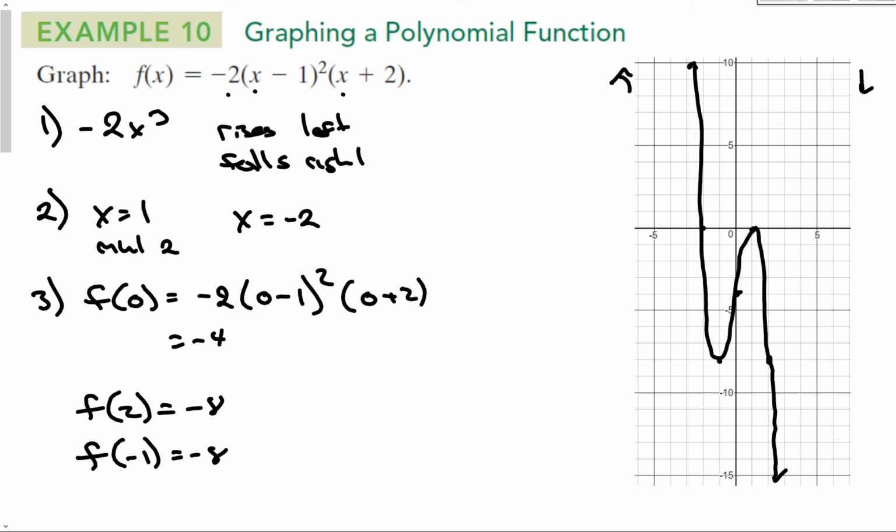Not super pretty, but remember the 5 steps. Step 4 was to determine whether it's even or odd. We have x to the first power there, x squared there, so it is neither. Step 5 was to use the fact that this has x to the third power. We should have 2 turning points in this function, which we do.